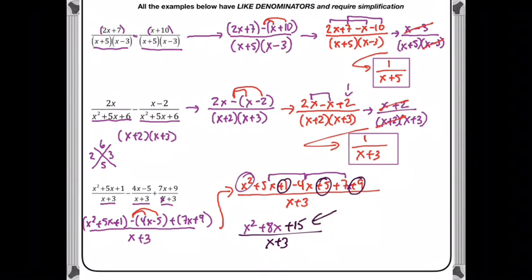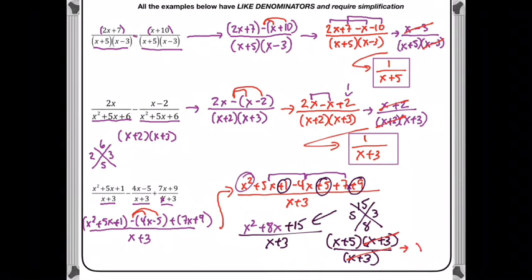And we want to factor that just to make sure that there's nothing that we could, or there might be something that we could cancel out with the denominator. So what two numbers multiply to 15 and add to 8? That's 5 and 3. So we know the top is going to be x plus 5 times x plus 3, all over x plus 3. So it looks like we got a winner where we could go ahead and cancel that out.